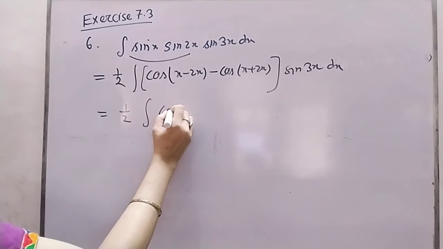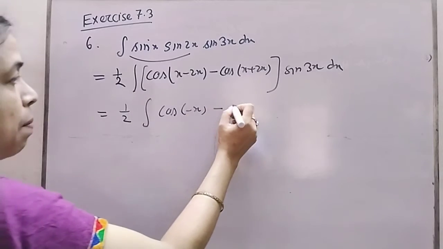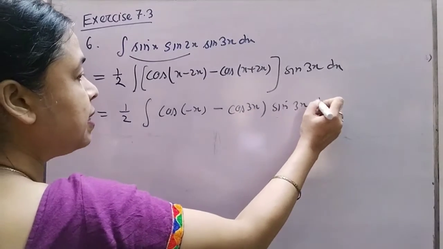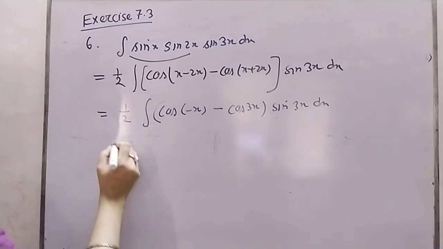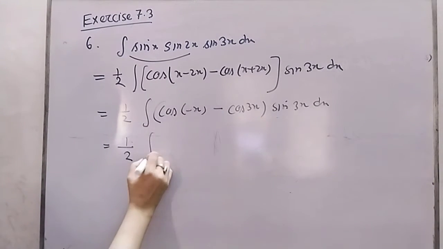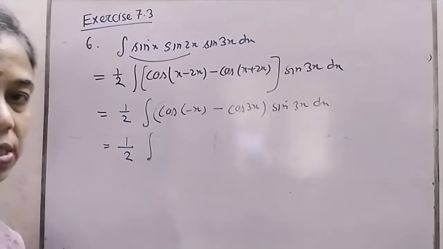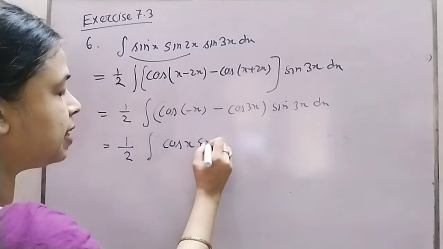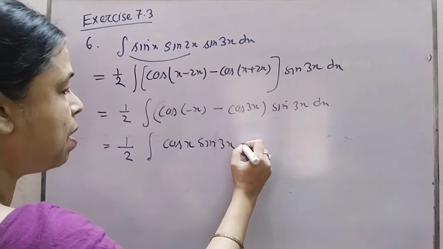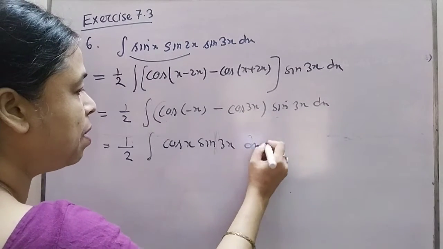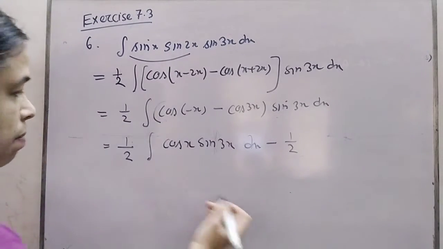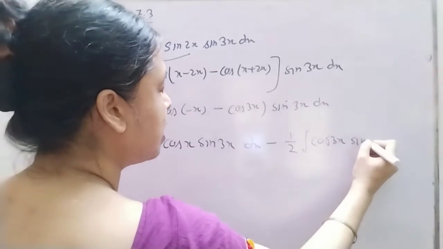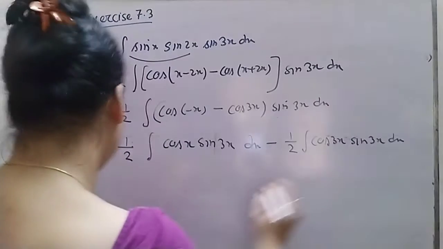Now do the calculation and open the bracket. If you put cos of minus x minus cos of 3x, whole into sin of 3x dx. Right, now again I can break it: cos of minus theta is cos theta, is it not? So it becomes cos of x and sin of 3x, product also I have done together, minus half, I just bring it, multiply and open the bracket: cos of 3x sin of 3x dx.